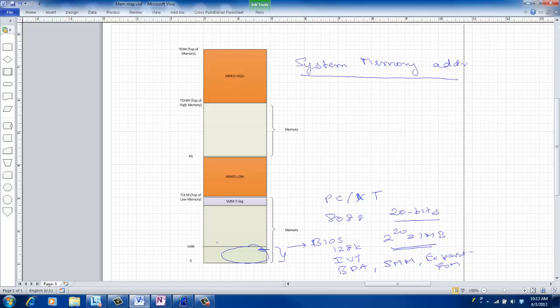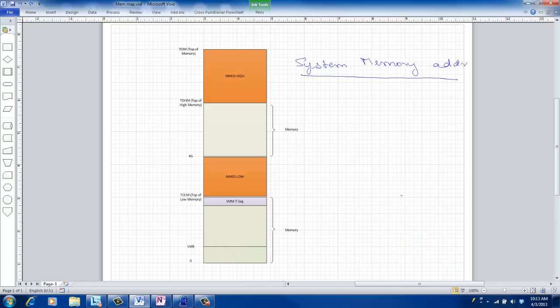Okay, so let's go to the next section here. The next generation of processors were able to address up to 32 bits. So 32 bits is 2 power 32, and we can access up to 4 gig. Obviously, this diagram is not to scale, so don't think that the size of each section here reflects the actual memory range. Within the 4 gig space, we are going to carve out some space for memory mapped I/O or MMIO. We call this MMIO low, since this is below 4 gig, to distinguish it from MMIO high, which is above 4 gig.